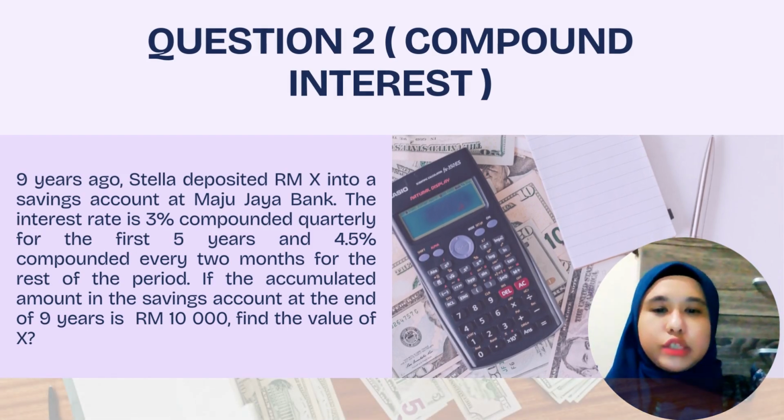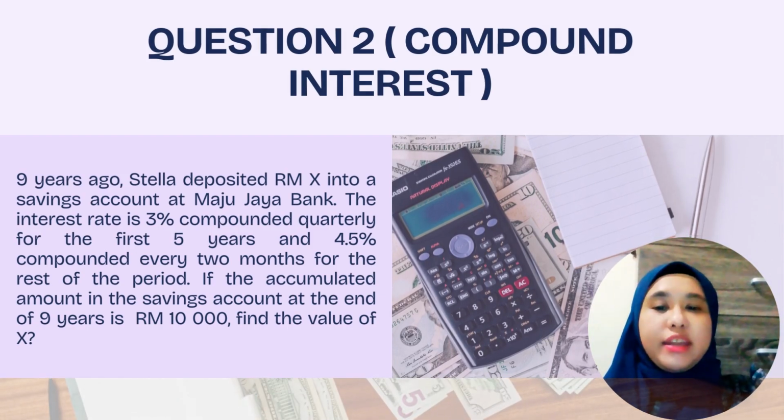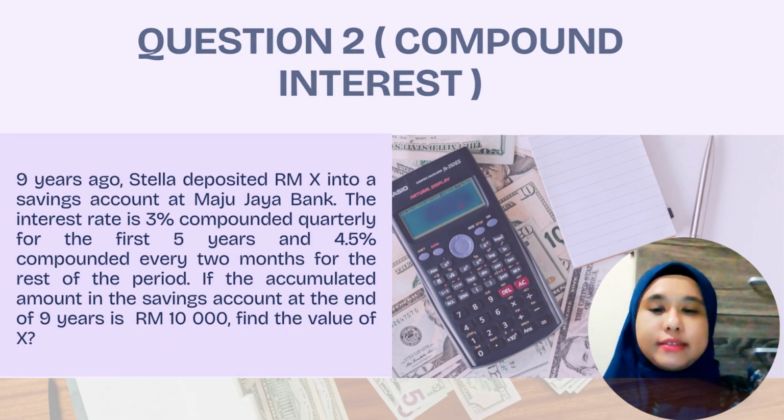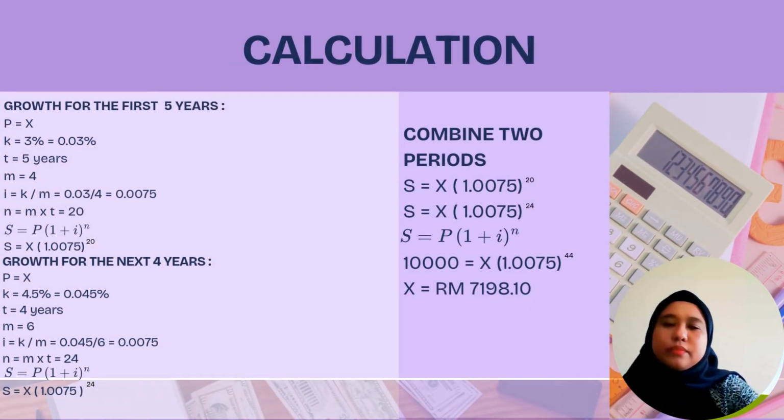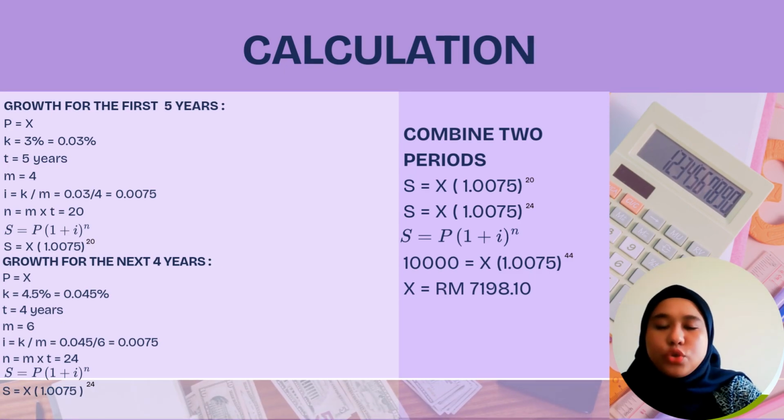Question number 2 is about compound interest. 9 years ago, Stella deposited RMX into a saving account at Majujaya Bank. The interest rate is 3% compounded quarterly for the first 5 years and 4.5% compounded every 2 months for the rest of the period. If the accumulated amount in the saving account at the end of 9 years is 10,000, find the value of X. Always remember to list out the information before solving the question.